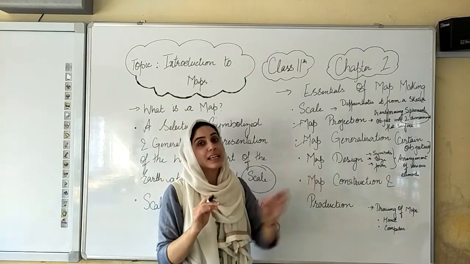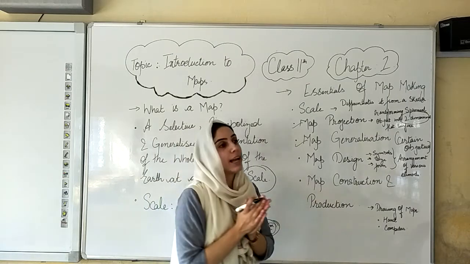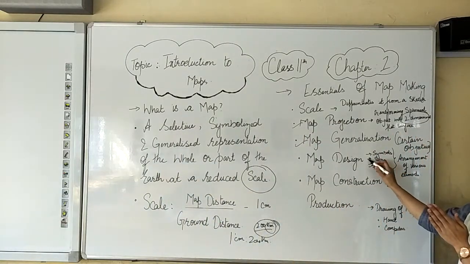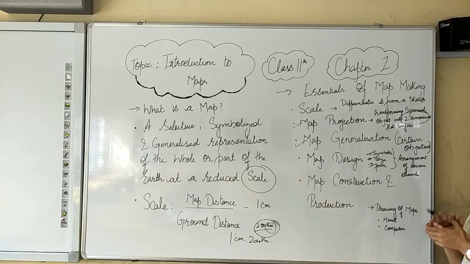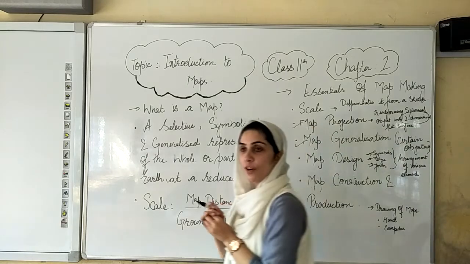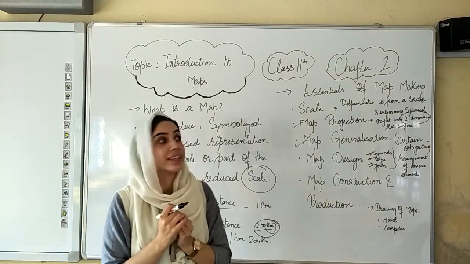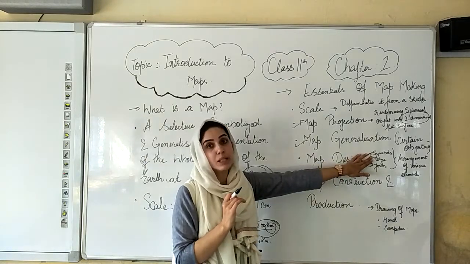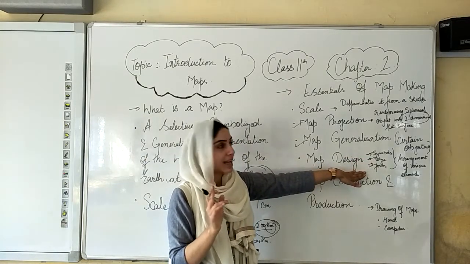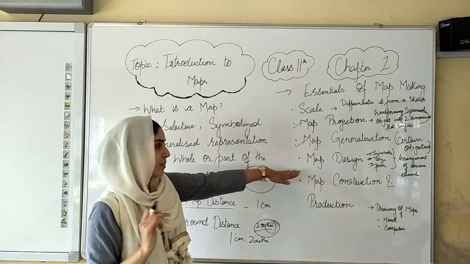Map designing means arrangement of the elements. It is shown by the various symbols, by shapes and forms. Isn't it? So for example, we have to show the population of a place. We show it by the dot method. That comes under the symbol method. Right? So that is map designing. In this, we make the arrangements of various elements.